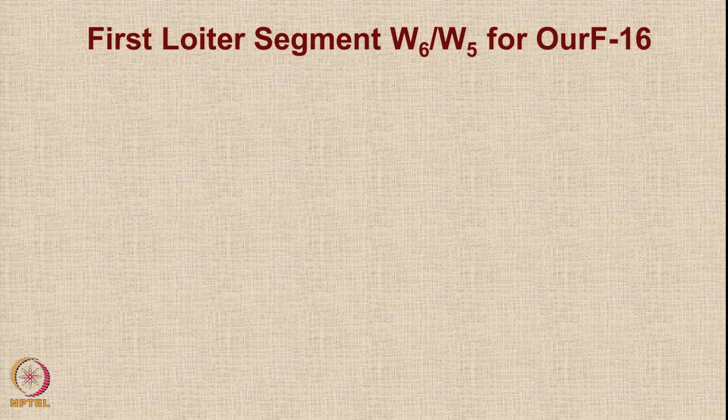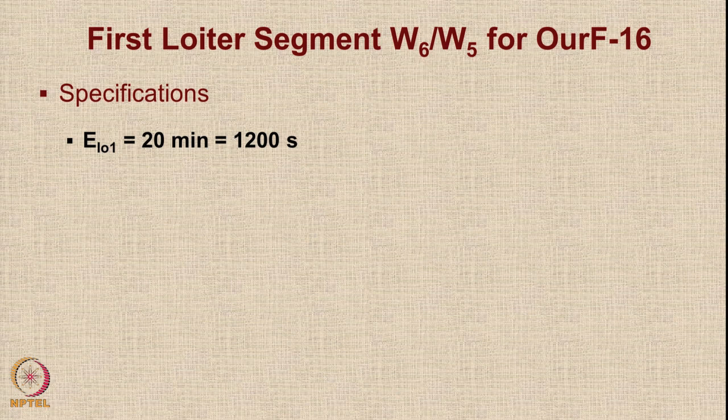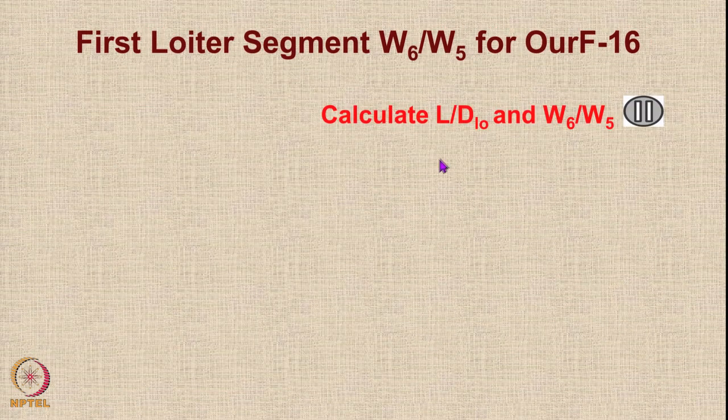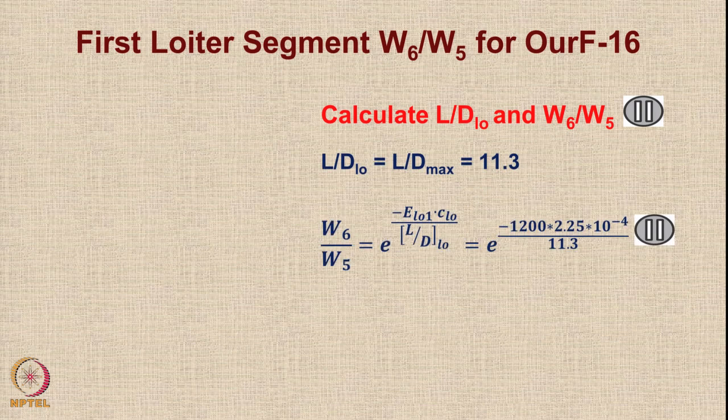So, for the first loiter segment for our F-16 aircraft, we have the requirement of 20 minutes of endurance, which is 1200 seconds. The data is L by D max is 11.3, SFC is given as 0.81 per hour. And now we can calculate L by D during loiter and the weight ratio. The L by D is going to be the same as L by D max, as I already mentioned. And for the weight ratios, we just have to do the calculation using this expression. Pause the video and do the calculations, please. We get the weight ratio as 0.9763.